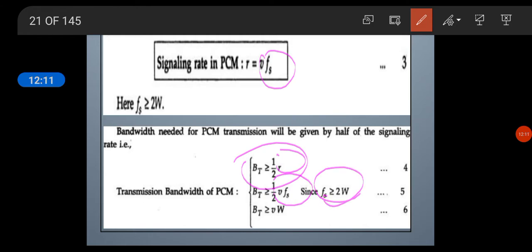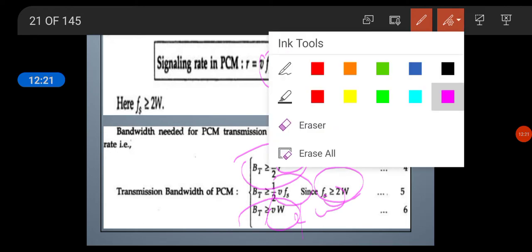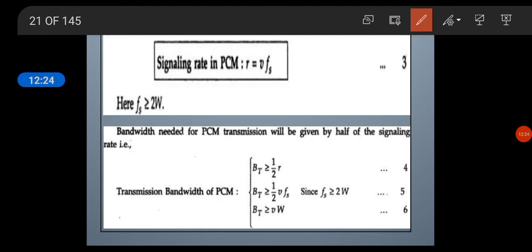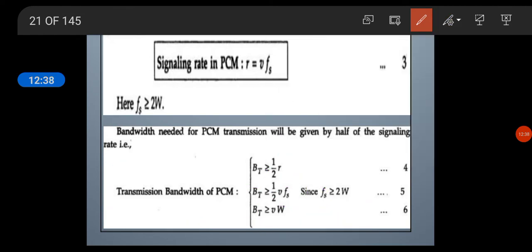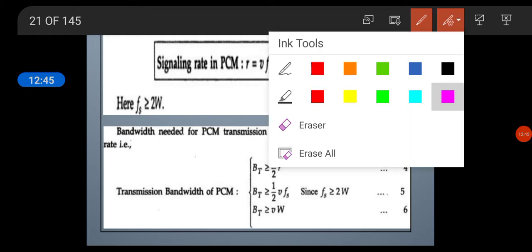instead of Fs, what will we be substituting? 2 omega. So this 2 will get cancelled. After that you will be getting BT is greater than or equal to V omega. So this is about the transmission bandwidth needed for PCM signal. BT is greater than or equal to 1 by 2 R, and R is V into Fs or V omega. This is about the transmission bandwidth needed for PCM. It is half of the signaling rate.